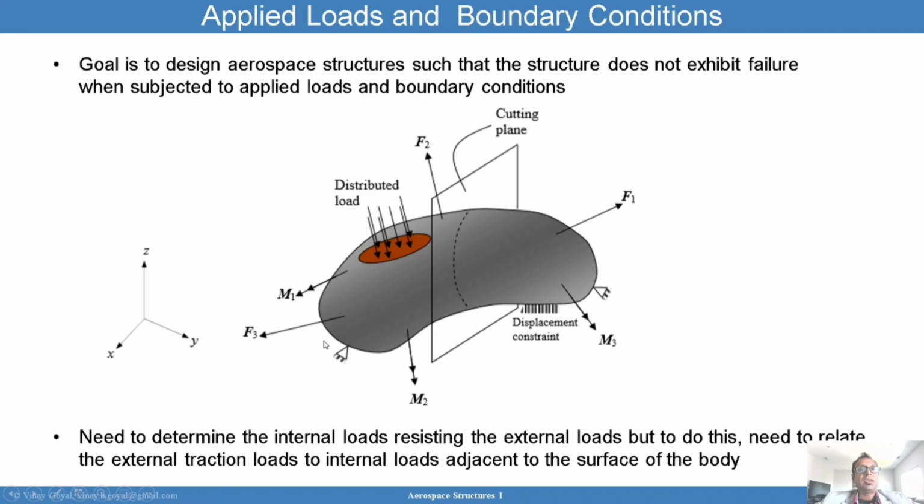But the goal here is to design aerospace structures such that the structure does not exhibit failure when it's subjected to the applied loads and boundary conditions. So that's what we want to do. We want to make sure the structure will not fail when I apply these loads externally, and it has these boundary conditions in place. Now, there are applications where you may not have boundary conditions that are deflections, for example.